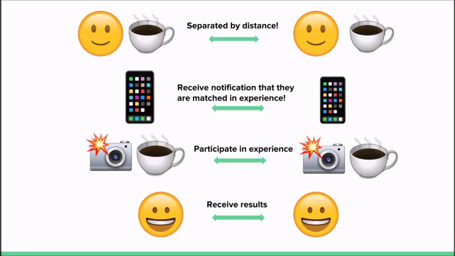and match them up in an experience. So the two users receive a notification from the system saying you can participate in an experience. They go ahead and participate in the experience. Maybe the experience is taking photos of their coffee and adding captions to it and swapping them. And then they receive the results of each other's captions and photos.